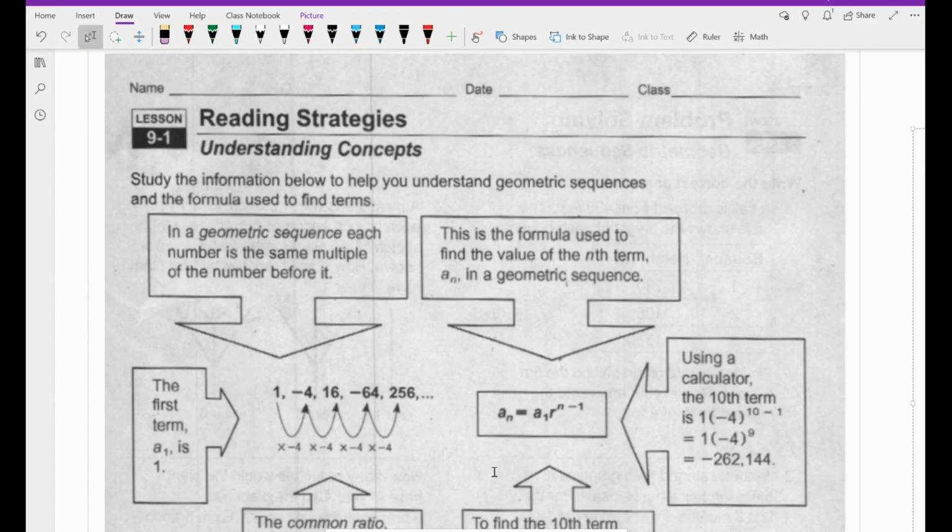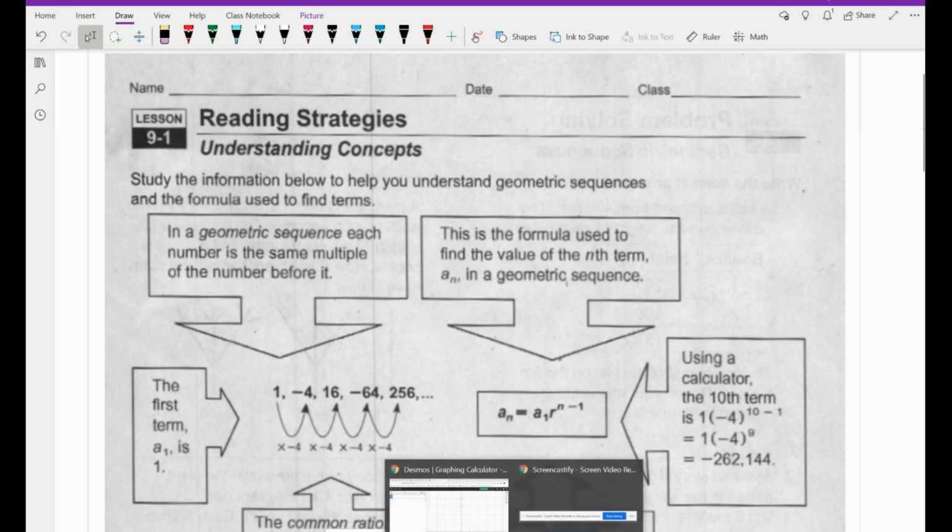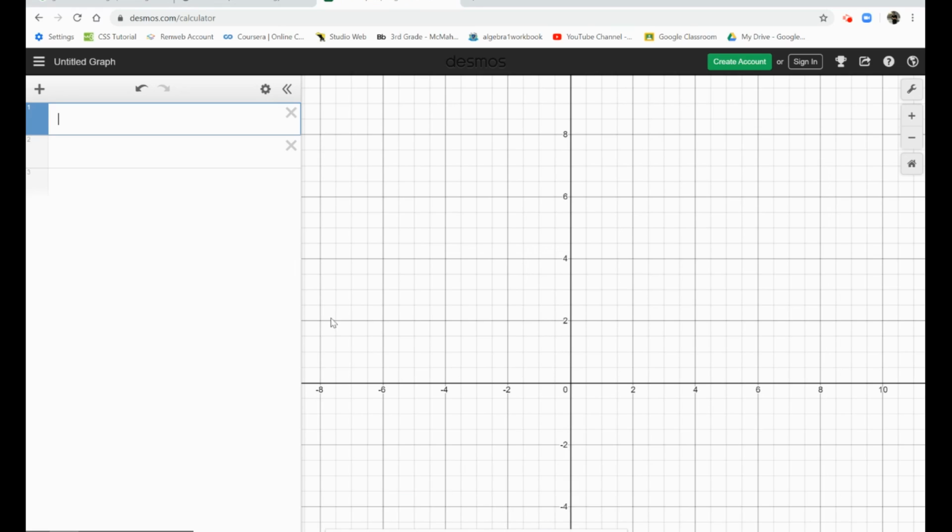Welcome. In this video, we will be introduced to a geometric series. Geometric series is probably the third most important type of equations that we will use in Algebra 1. Let me pull up here just to show you an example.